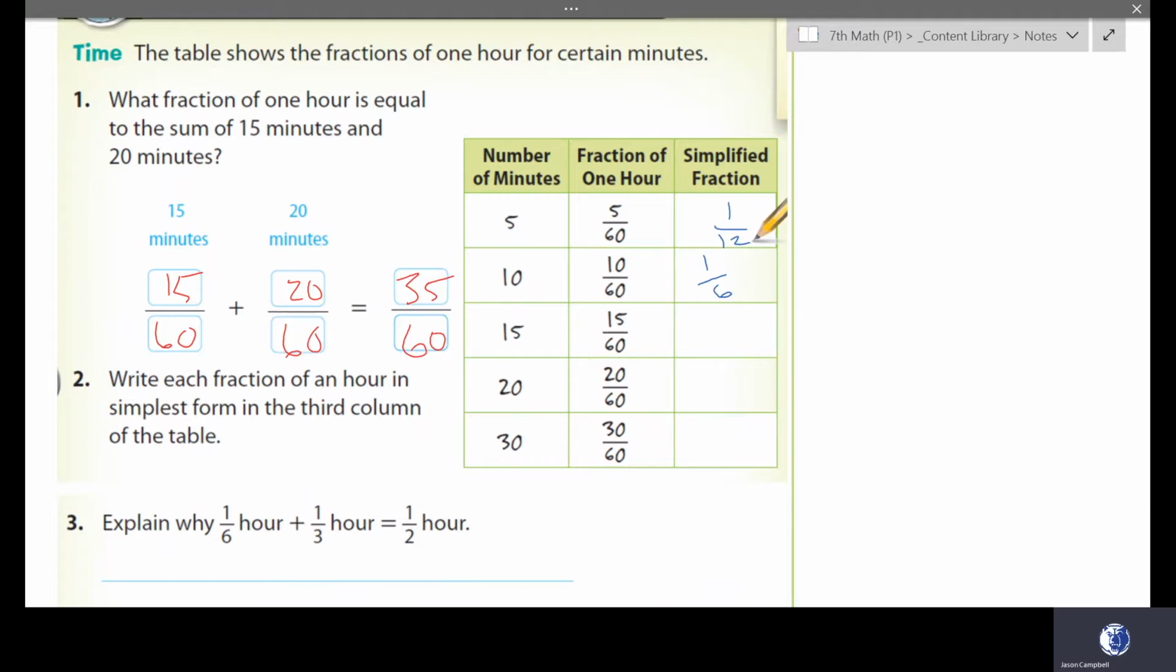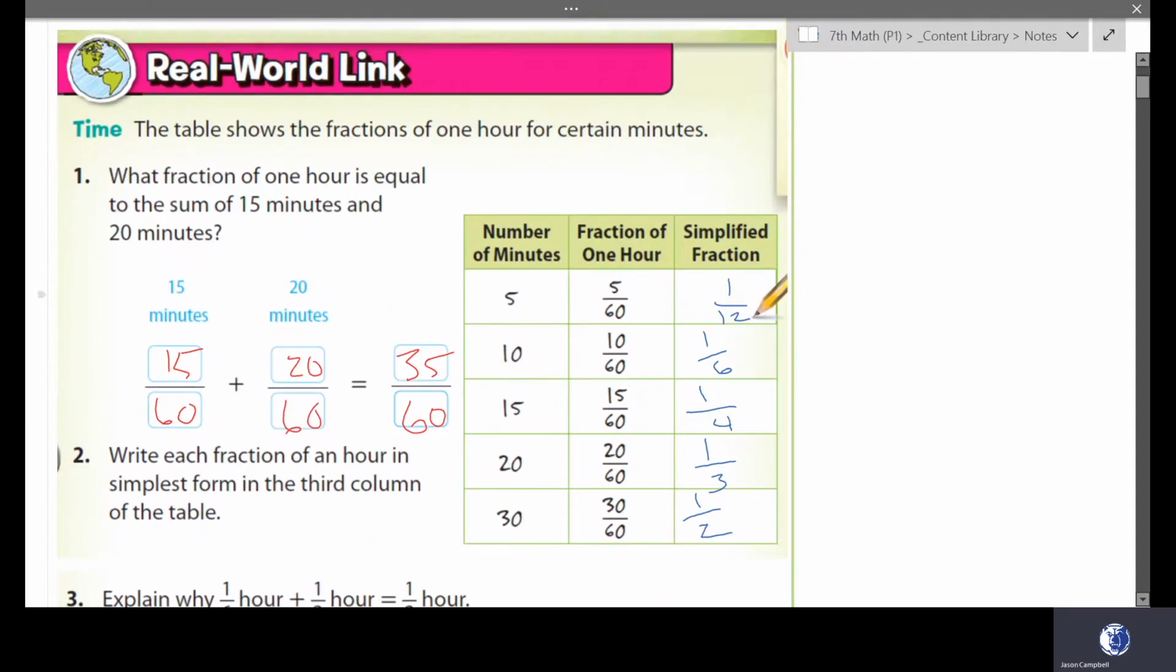For the third one, 15 over 60, if you divide the numerator and denominator by 15, you'll get 1 over 4. If you divide the numerator and denominator by 20 for the 20-minute row, then you will get 1 out of 3. And finally, 30 minutes out of 60 minutes is 1/2. It says write each fraction of an hour in simplest form in the third column. We did that.